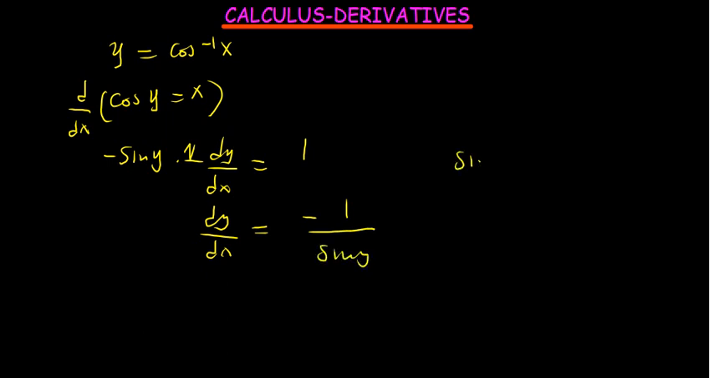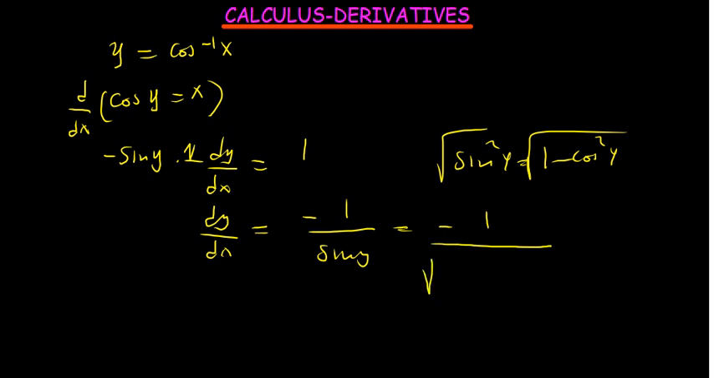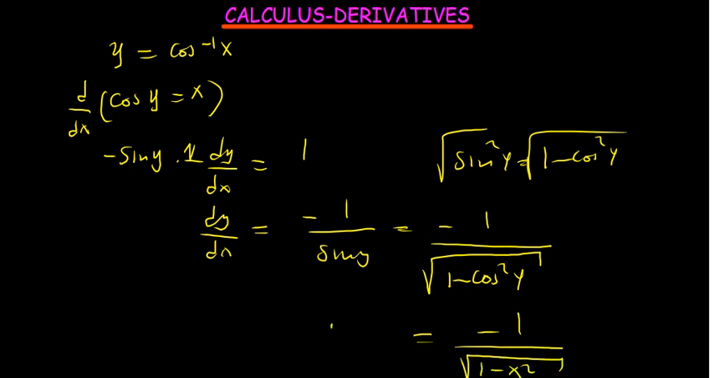But we know that sin squared y is equal to 1 minus cos squared y. So to remain with sin y, I'm going to square root both sides. And so that will give me negative 1, and where there is sin y, I'll put the square root of 1 minus cos squared y. But what is cos y? Cos y is equal to x, but because it is squared, it is going to be x squared. So this will be negative 1 over the square root of 1 minus x squared. So every time we differentiate cosine inverse of x, this is what we get.